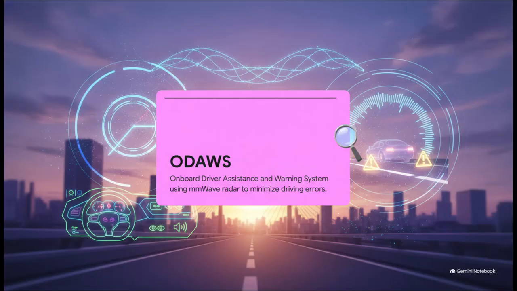Then, lay out the solution. Define ODAS, the Onboard Driver Assistance and Warning System. It's an indigenous, radar-based tech solution. By using millimeter-wave sensors and advanced algorithms to monitor the car's surroundings, it delivers real-time acoustic and visual alerts. Basically, it actively corrects human errors before they ever turn into a collision.